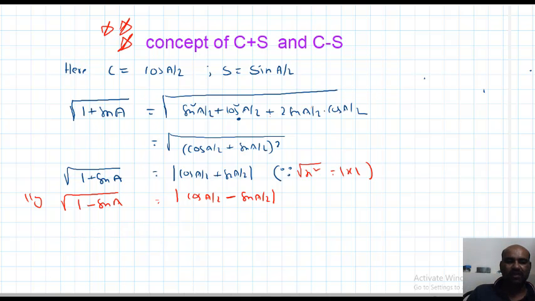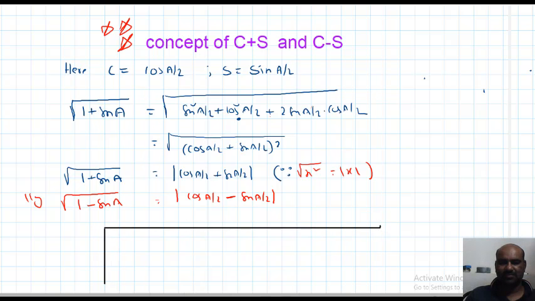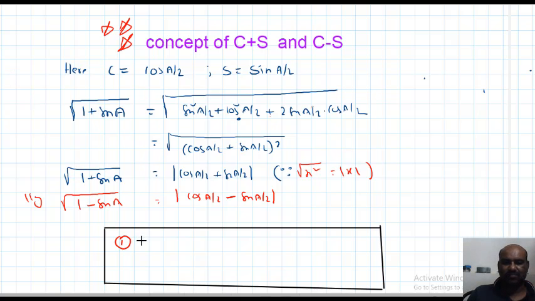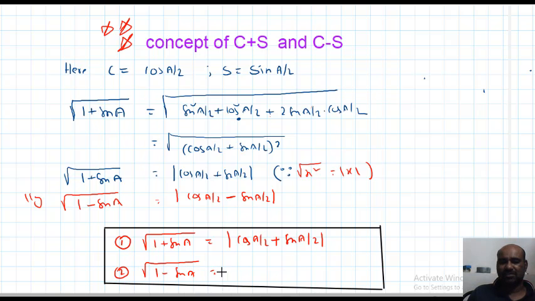Okay, students, finally what you got, I want to write here, important now. I will write it in a box, you should remember this. First one: root over 1 plus sin a is remembered as modulus of cos a by 2 plus sin a by 2. Second one is remembered as root over 1 minus sin a equal to modulus of cos a by 2 minus sin a by 2.